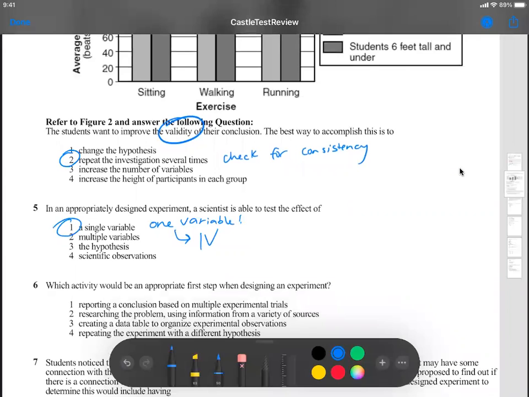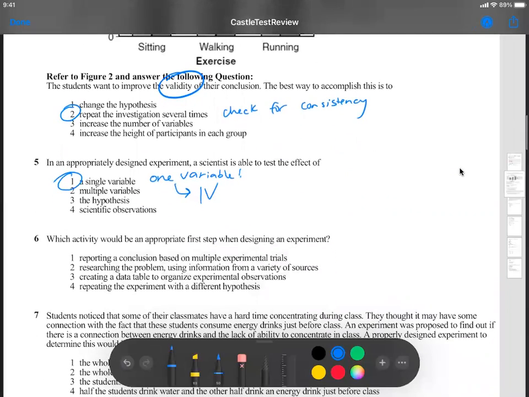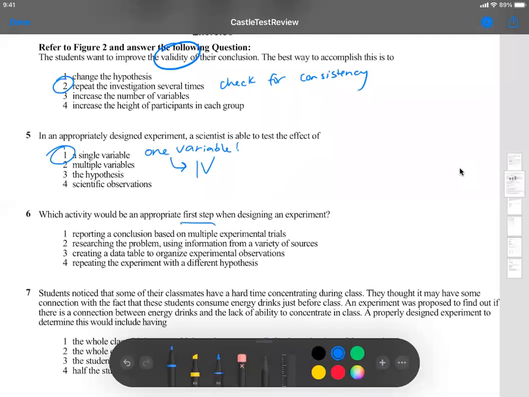All right, let's move on to number 6. Which activity would be an appropriate first step when designing an experiment? Number 1, reporting a conclusion based on multiple experimental trials. Number 2, researching the problem using information from a variety of sources. 3, creating a data table to organize experimental observations. Or 4, repeating the experiment with a different hypothesis. Show me what you got in 3, 2, and 1.